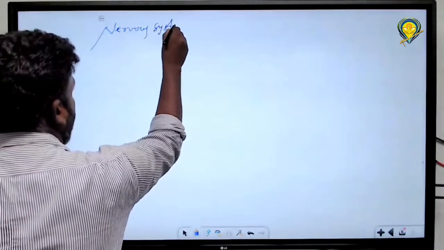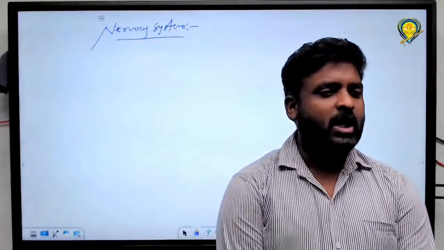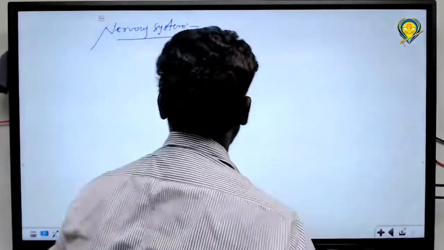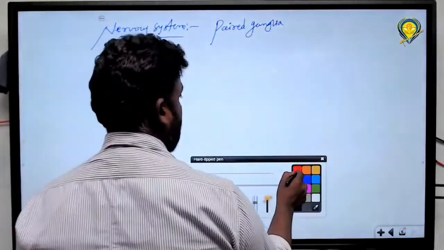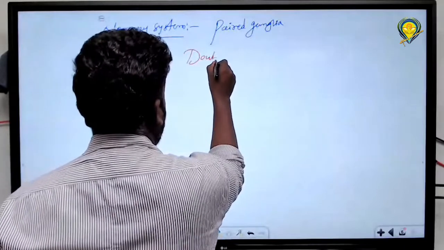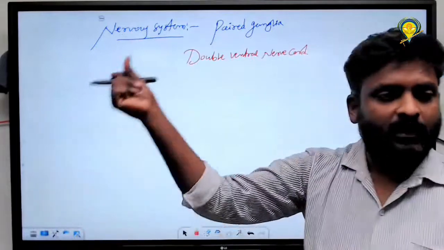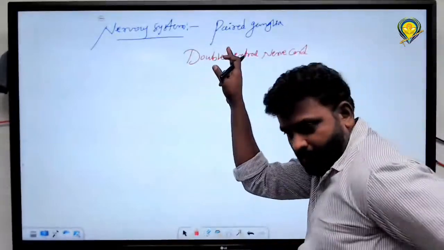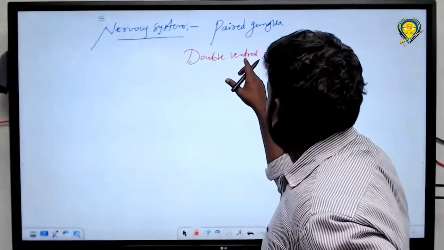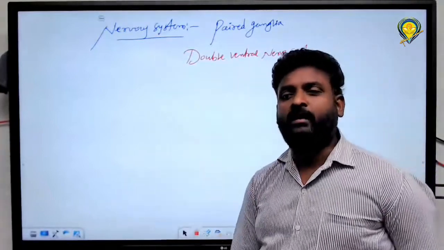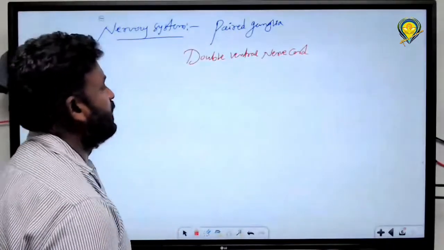Nervous system. Paired ganglia. It means the double ventral nerve cord. What is it? Double ventral nerve cord. Right? The nervous system of annelids is what? Double or single? Double. Ventral or dorsal? Ventral nerve cord. For us, quite the reverse. Double or single for us? Single spinal cord. Ventral or dorsal? Dorsal. So single dorsal nerve cord for us, but here double ventral nerve cord, right? It is the unique characteristic feature of non-chordates. Got it?